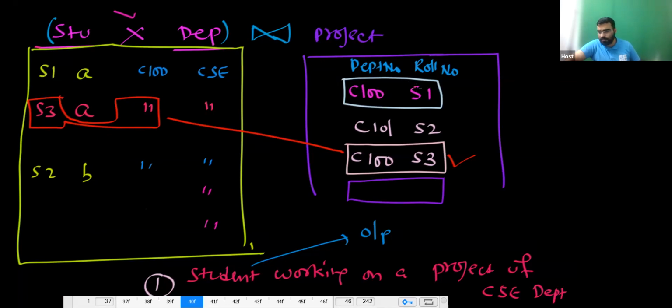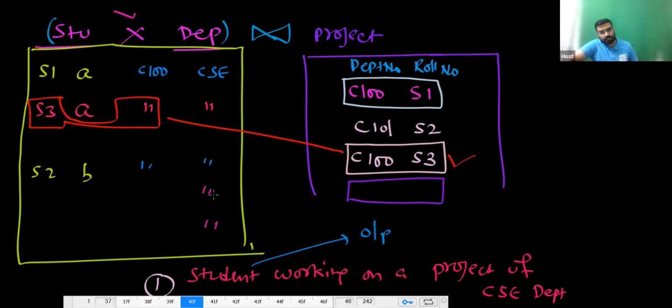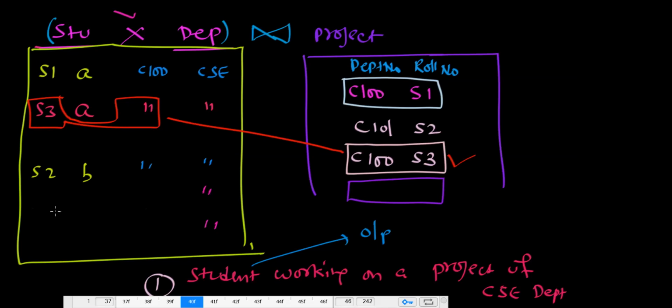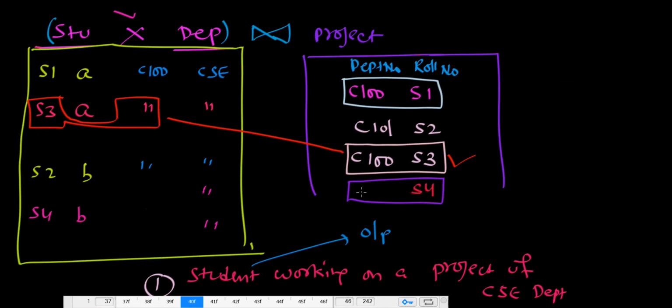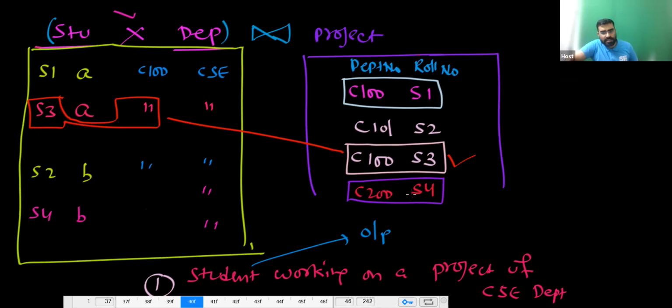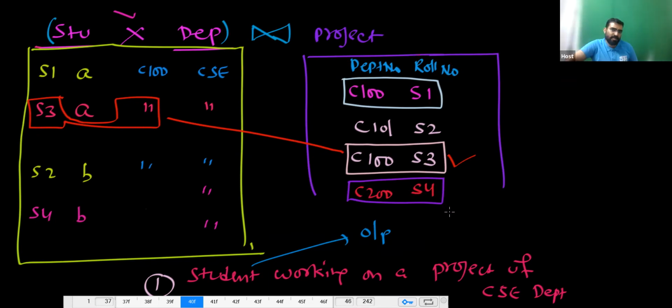Hello, Nikhil? Sir, am I audible? Yes, yes. Good evening, sir. Sir, my question is, when we are doing the cross product of student and department, let's say a student S4, comma B, and a department, let's say CSE department, when we do the cross product, we are going to map that S4, comma B with the CSE department also. Right. But first of all, give me the entry here. Are you saying he is working on C200, S4? Yeah, C200. So he is not working on a project in the CSE department, you are saying? Yeah. That is fine. Okay, I got it.